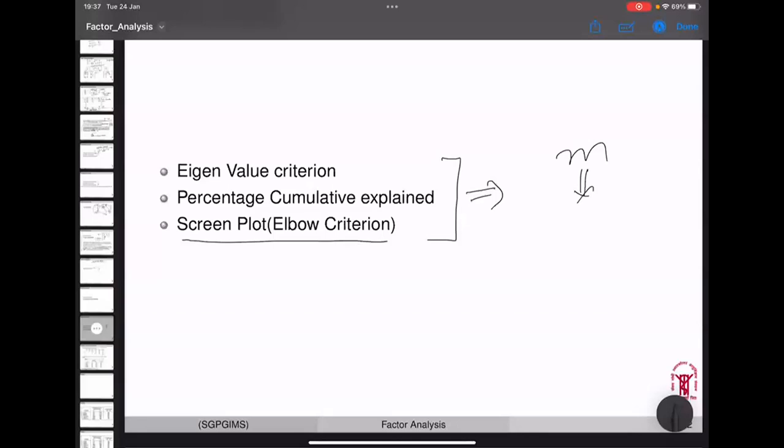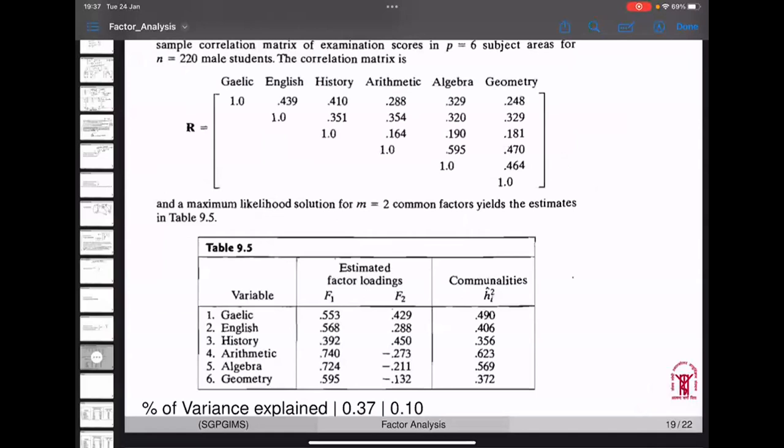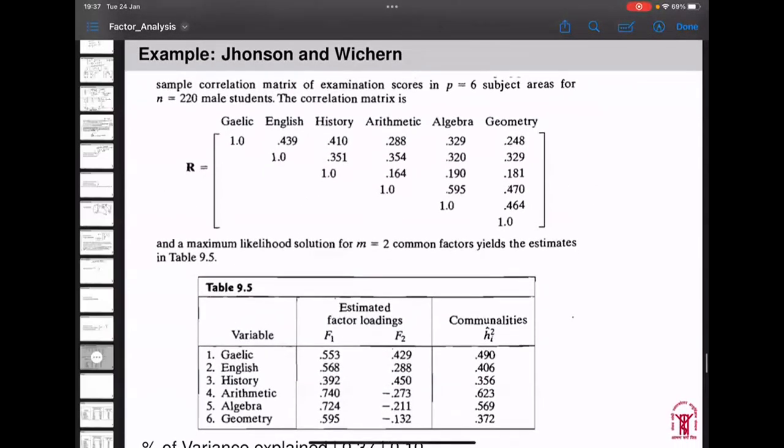Okay, now let us take an example. This example is actually taken from the Johnson and Wichern book. In this example, we have the marks of six subjects. And what are those six subjects? Gaelic, English, History, Arithmetic, Algebra, and Geometry. Okay, so these are the six subjects, and this is our correlation matrix. Why is the lower part not written? Because sigma 21 is equal to sigma 12. That's why whatever value is 0.439, it can be written again as 0.439.